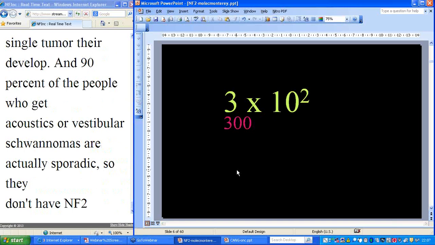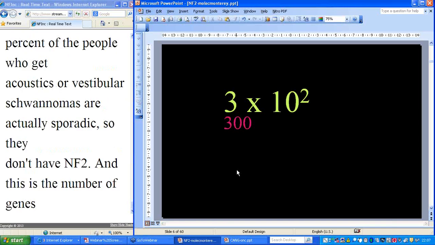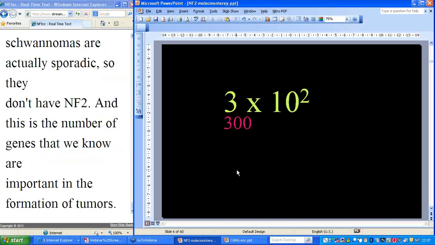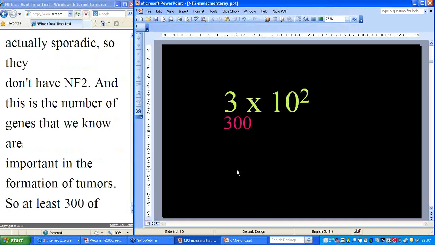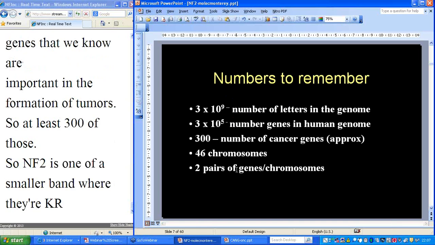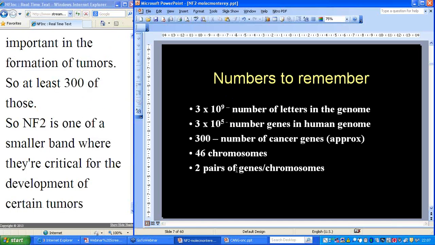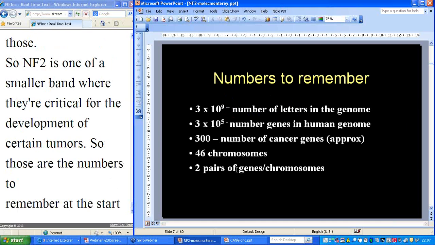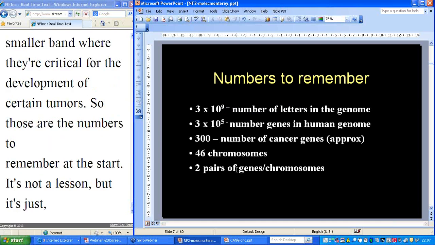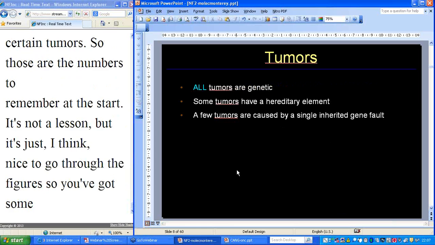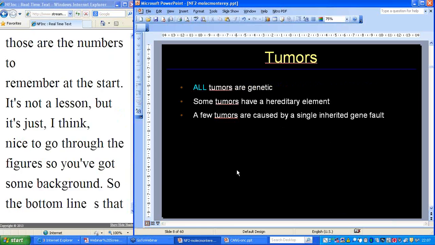And this is the number of genes that we know are important in the formation of tumors. So at least 300 of those. So NF2 is one of a smaller band where they're critical for the development of certain tumors. So those are the numbers to remember at the start. So it's not a lesson, but it's just, I think, nice to go through the figures so you've got some background. So the bottom line is that all tumors are genetic.